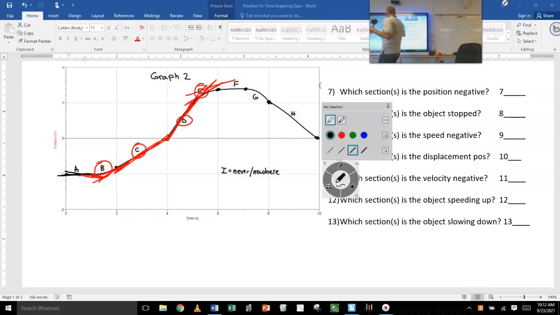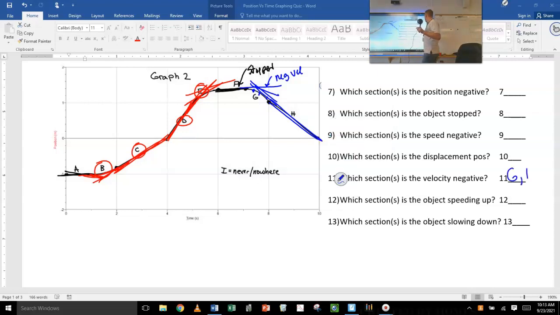And at the end, the velocity ends up stopped. I end up stopped. And then at G, I'm speeding up. So I end up with more negative. So these are negative slopes. So I'm going in the negative direction. I have negative velocity here, but it's getting bigger and bigger. So I'm speeding up, moving in the negative direction. At H, it's a constant negative velocity. So where is the velocity negative and what section or sections? G and H. That's where the velocity is negative.